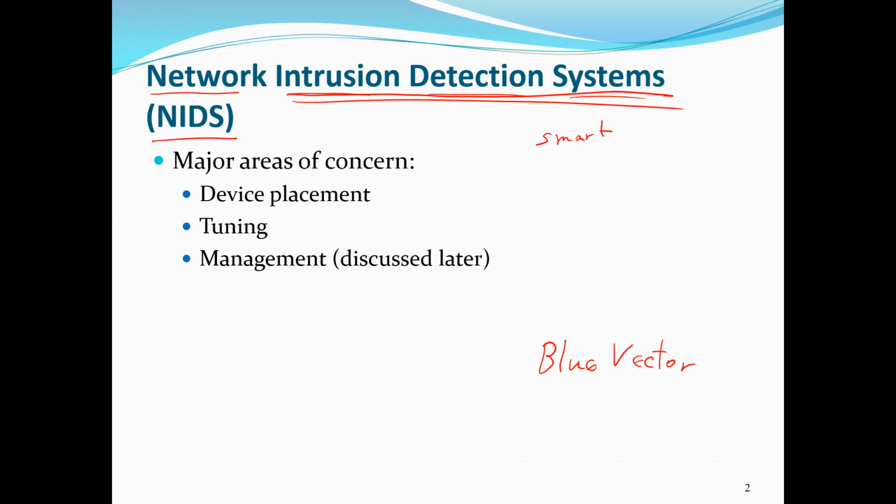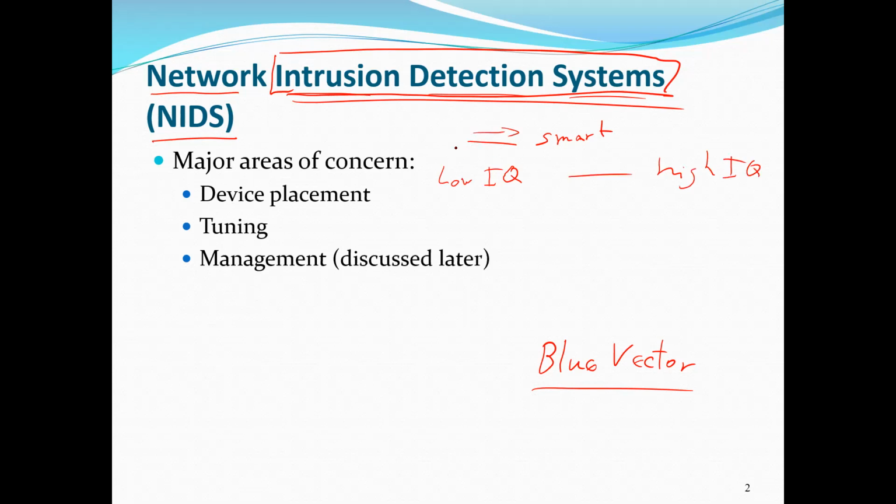All right, so now that I've kind of motivated that idea with Blue Vector's threat detection system, we can basically talk about our own. We're going to talk about network intrusion detection systems, and we're going to go from low IQ, if you will, to higher IQ, which means from not so smart to smart. We're going to start at the simplest things and look at some advantages, disadvantages, etc.